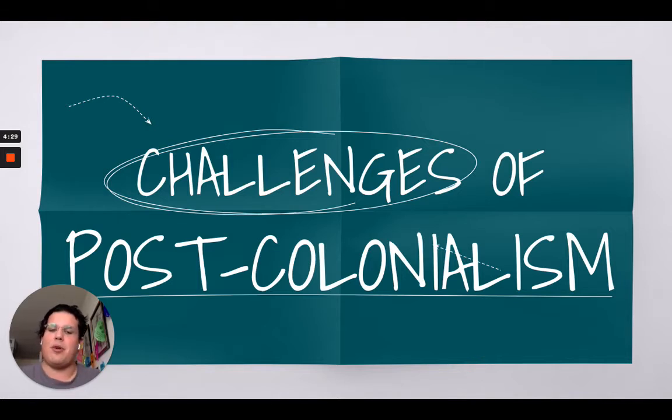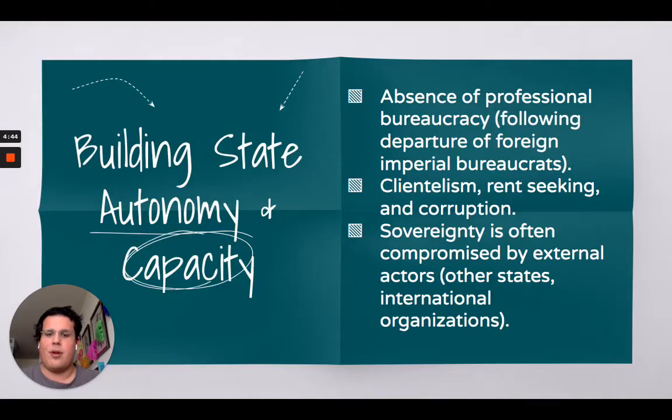So we're going to be seeing multiple challenges of post-colonialism. As colonies sought independence, a few challenges arose in consolidating modern post-imperial states. Particularly, there has been difficulty in creating effective political institutions. Some of the first challenges are basically building state autonomy and capacity.